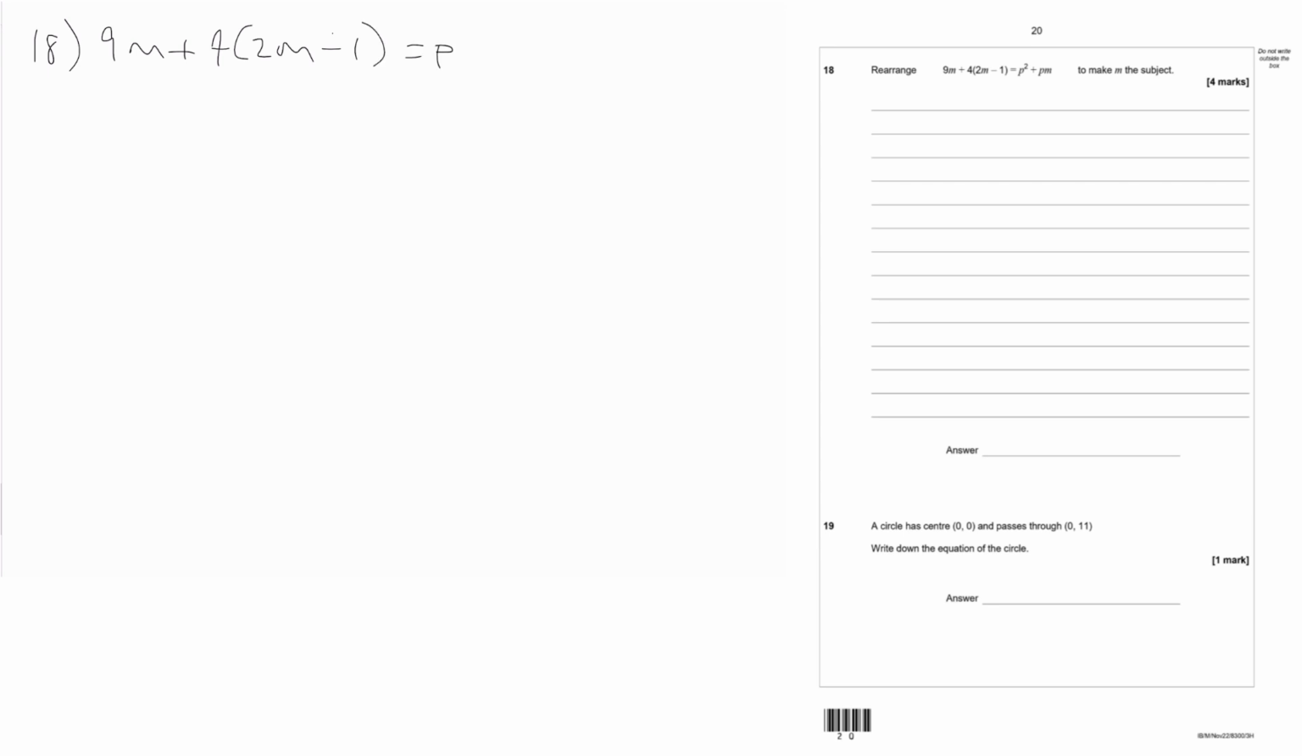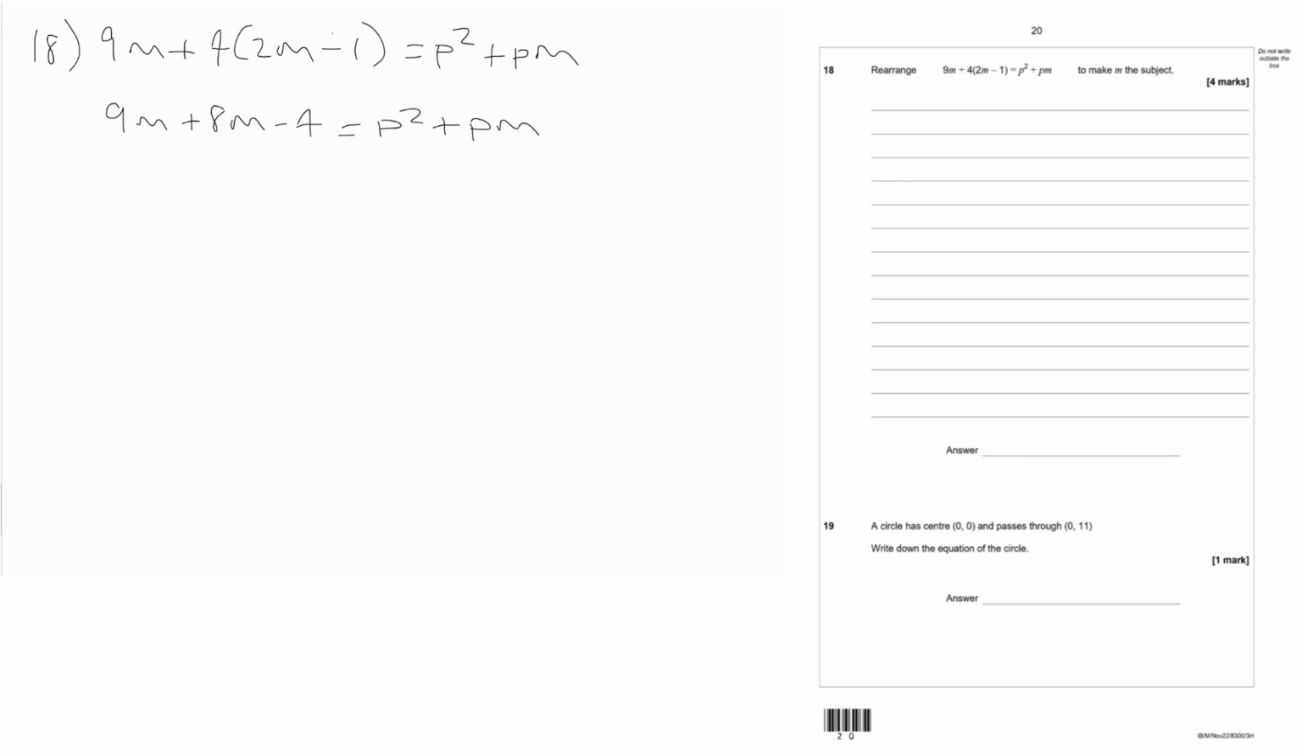So moving on to question 18, and we're given 9m plus 4 times 2m minus 1 equals p squared plus pm. And we're told that we want to make m the subject of this. So what I'm going to do first of all is expand everything. So I have 9m plus 8m minus 4 equals p squared plus pm.